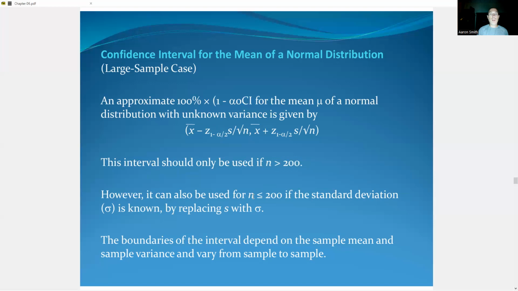However, it can also be used with n less than or equal to 200 if the standard deviation is known, replacing S by sigma. But I can tell you in real life, we usually don't know the true sigma because I'm doing research and I'm using data. If you're using data, you don't know what's going on. The boundaries of the interval depend on the sample mean and the sample variance, the level of confidence that you want, and which distribution you're going to use. And things will vary from sample to sample. If you go out, collect data, get your interval, go out, collect data again, you're going to have different intervals. They're probably going to overlap substantially, but there could be a difference.